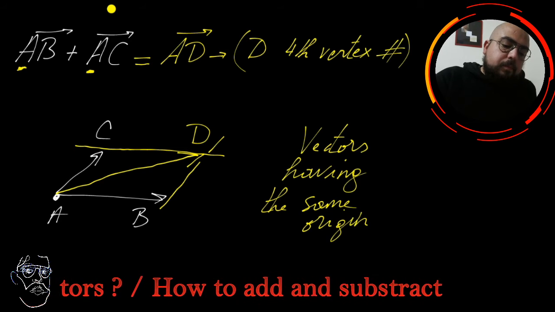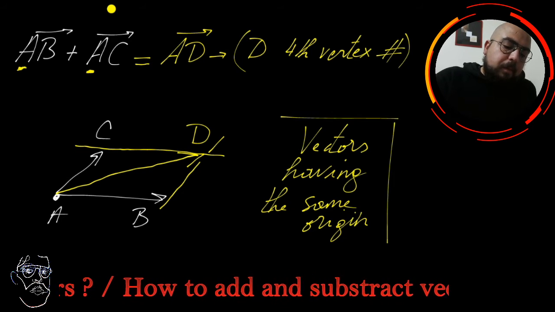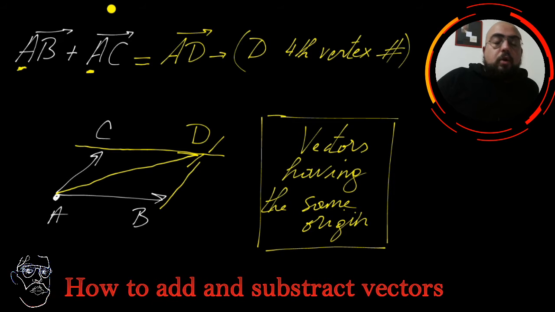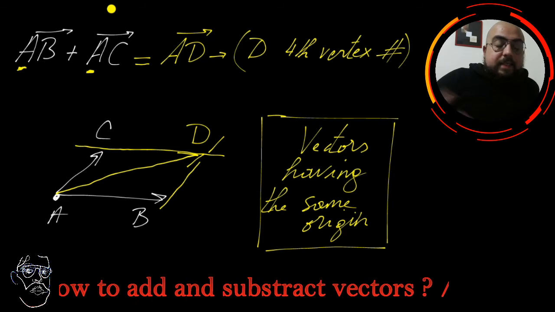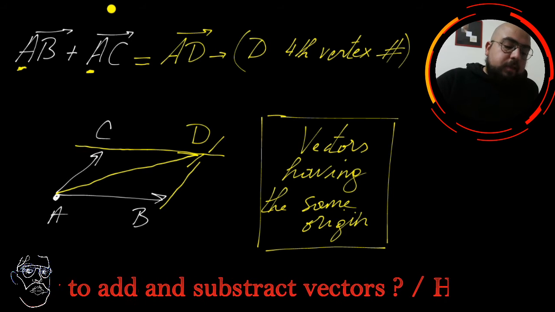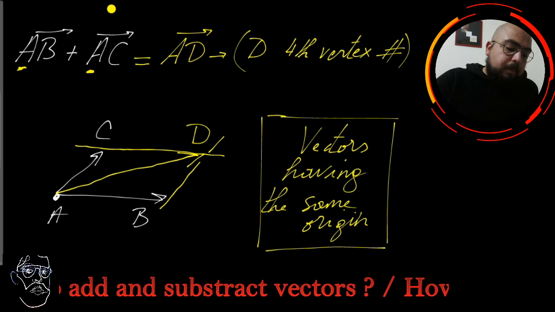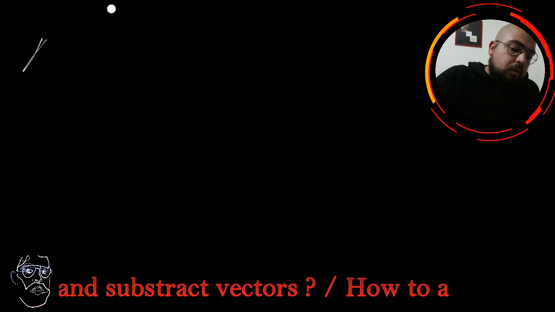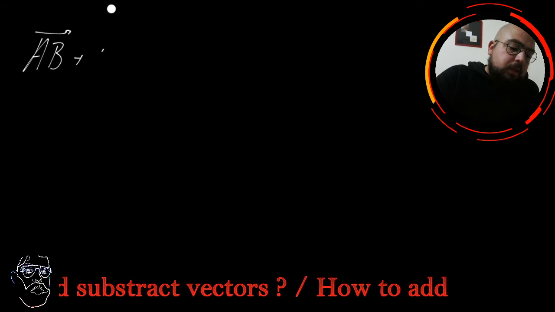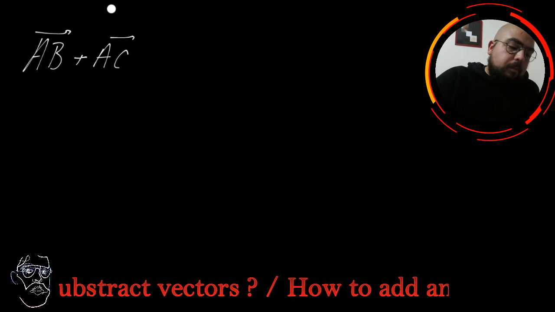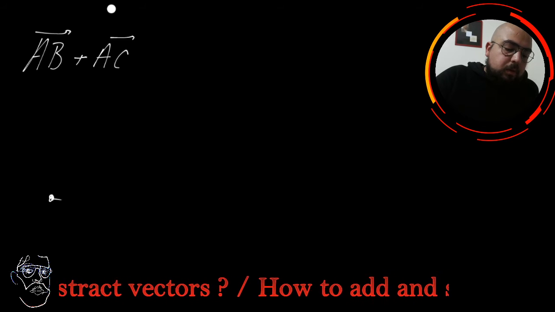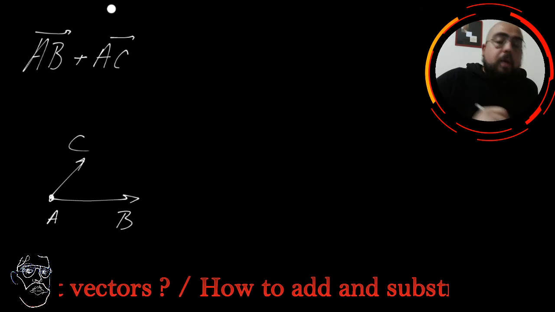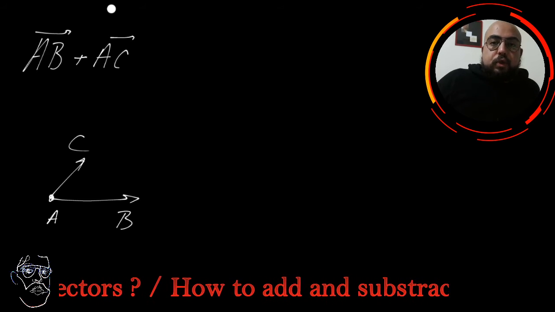Now, is it possible to use the triangular law or the Chasles law in this case? Of course. How am I supposed to do this addition? I'm going to take again AB plus AC. This was AB and this is AC, and I'm interested in the resultant of this addition.